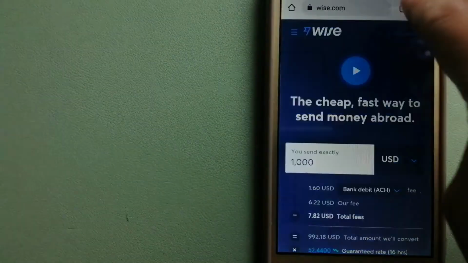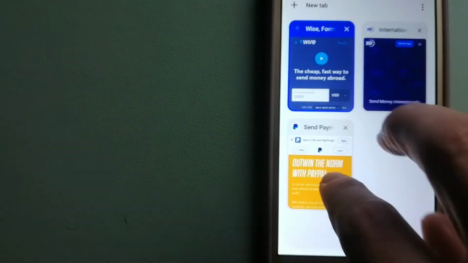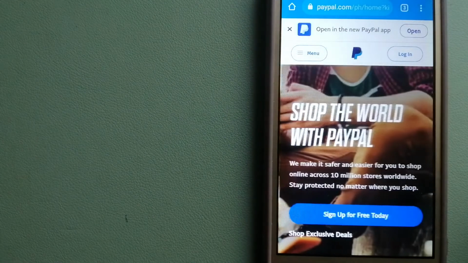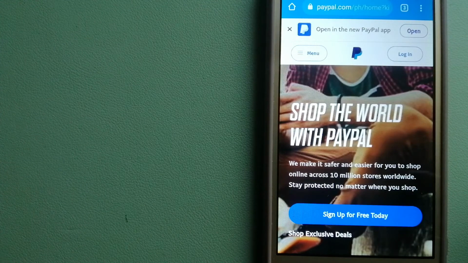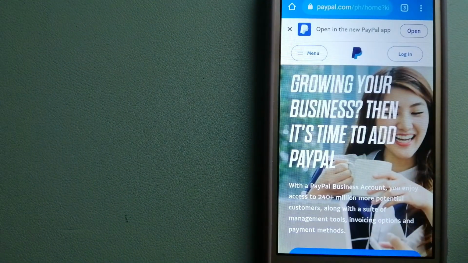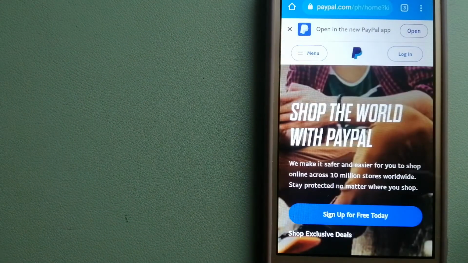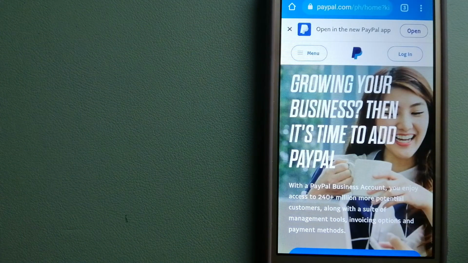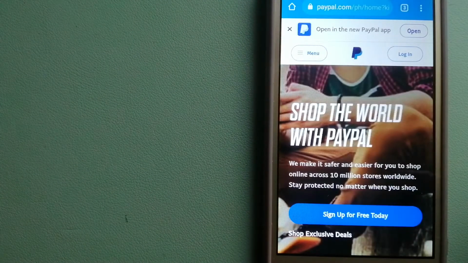The second option is PayPal. This is an online payment system that makes paying for things online and sending or receiving money safe and secure. When you link your bank account, your credit card, or debit card to your PayPal account, you can use PayPal to make purchases online with participating stores. PayPal serves as a middleman between your bank and merchants and keeps your payment information secure.